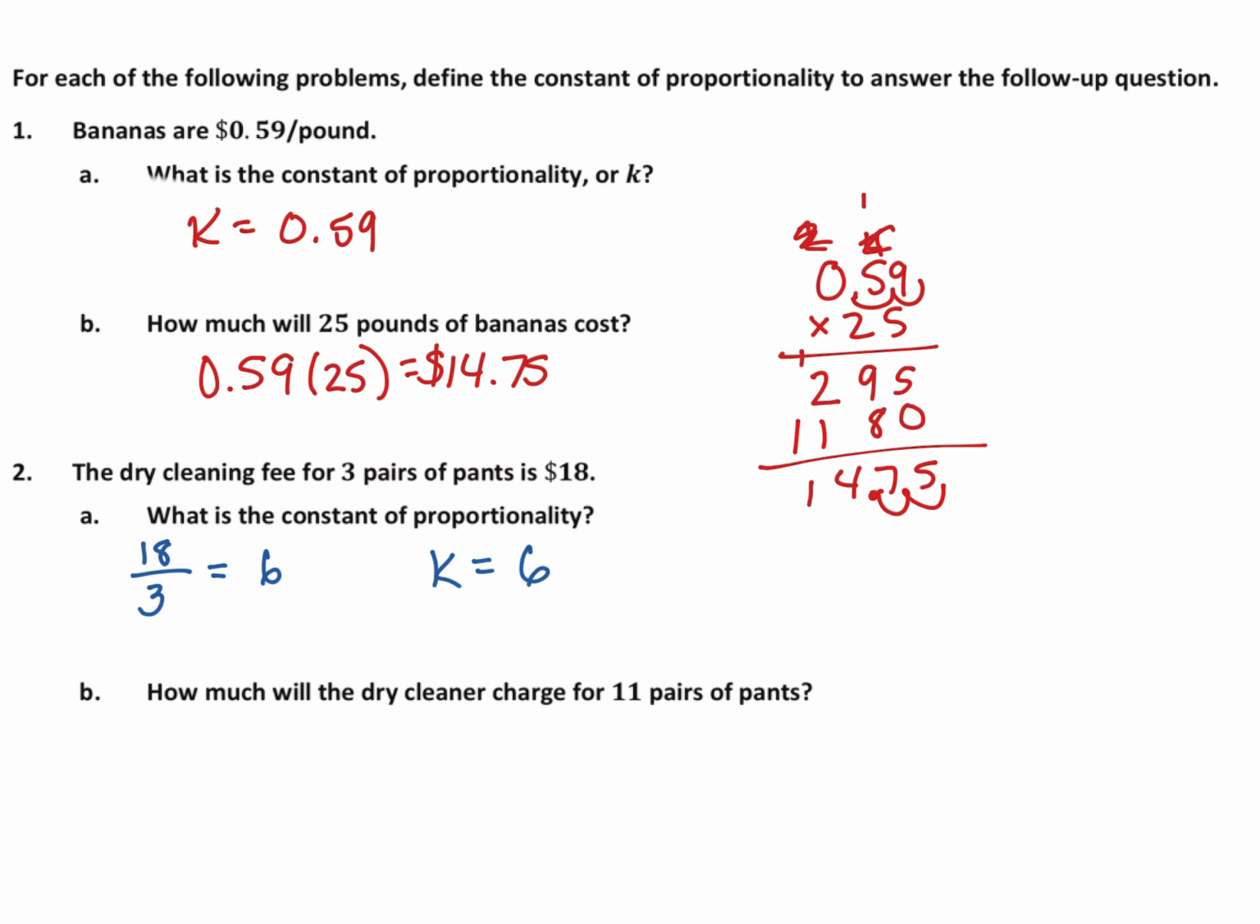Then it says in part B, how much will the dry cleaner charge for 11 pairs of pants? If each pair costs, or the dry cleaner charges, $6 and we need 11 of them, 11 times 6 is 66. So it'll be $66 for all 11 of those pants.